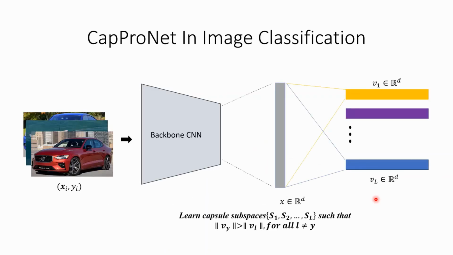Now let's see how a CapProNet model architecture looks in general. We have a labeled training data. X is sample, Y is the corresponding target. And we pass samples through a backbone CNN architecture. We get a feature vector X, which is a d-dimensional vector. And then we learn a group of capsule subspaces S1 to SL such that the norm of the capsule vector corresponding to the target class is larger than all other classes.